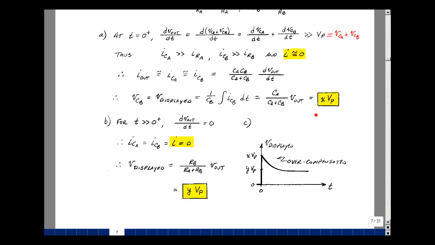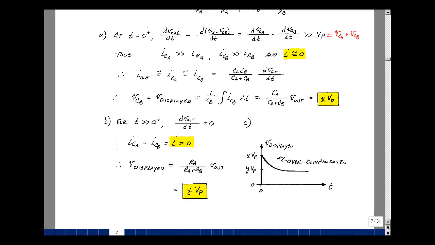I said that X was greater than Y, so what happens here at t equals 0 plus is that we have a voltage that's larger than the voltage here when we have a flat input. What we got here is a circuit that has a spike and then an RC decay. This is called an overcompensated probe.